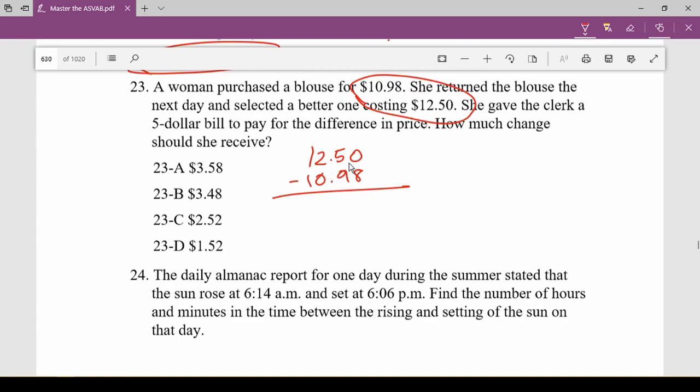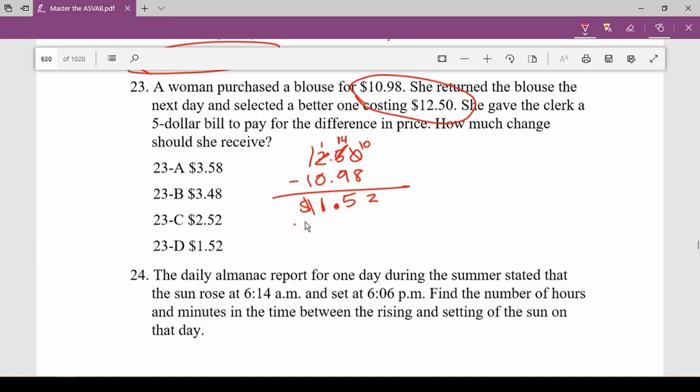What I'm going to do is I'm going to borrow from this 5, I'm going to make this a 4, I'm going to make this a 10. 10 minus 8 is 2. Now I can't do 4 minus 9, so I'm going to have to borrow a 1 there and add 1 there. 14 minus 9 is 5. Again, your decimal just stays lined up. 1 minus 0 is 1. So we know there was a $1.52 difference between these two prices.